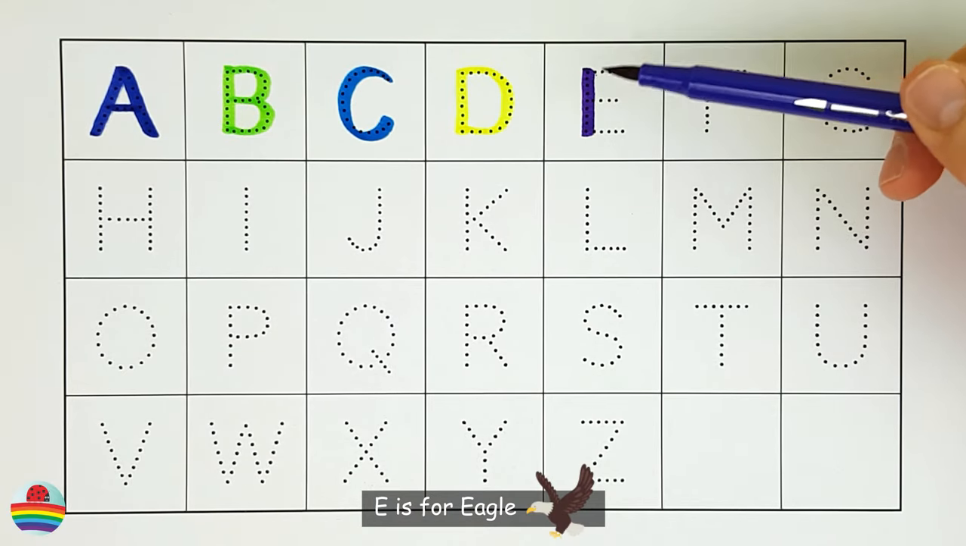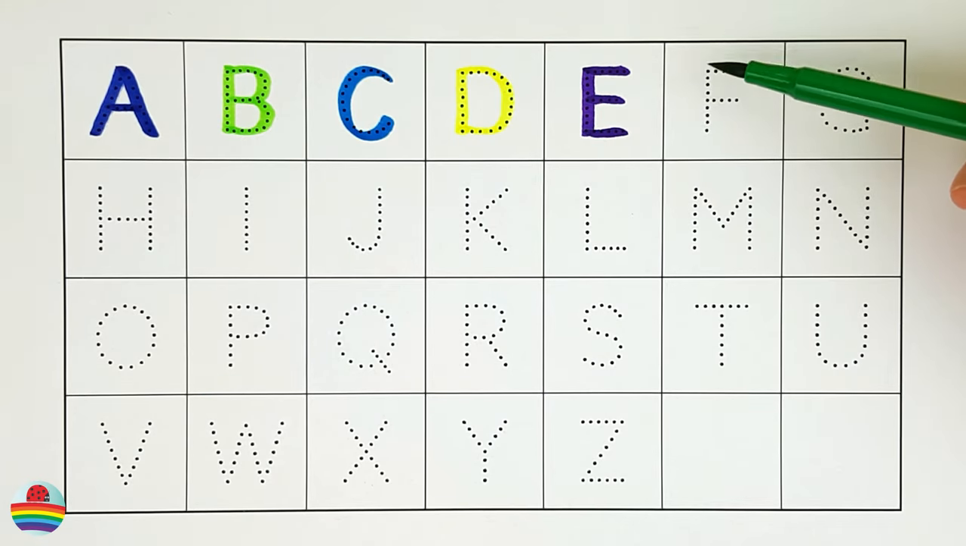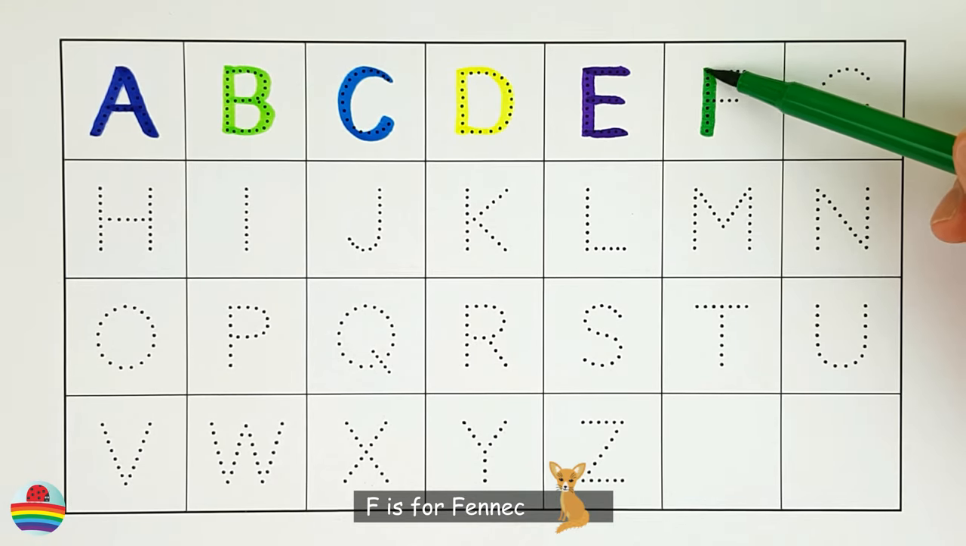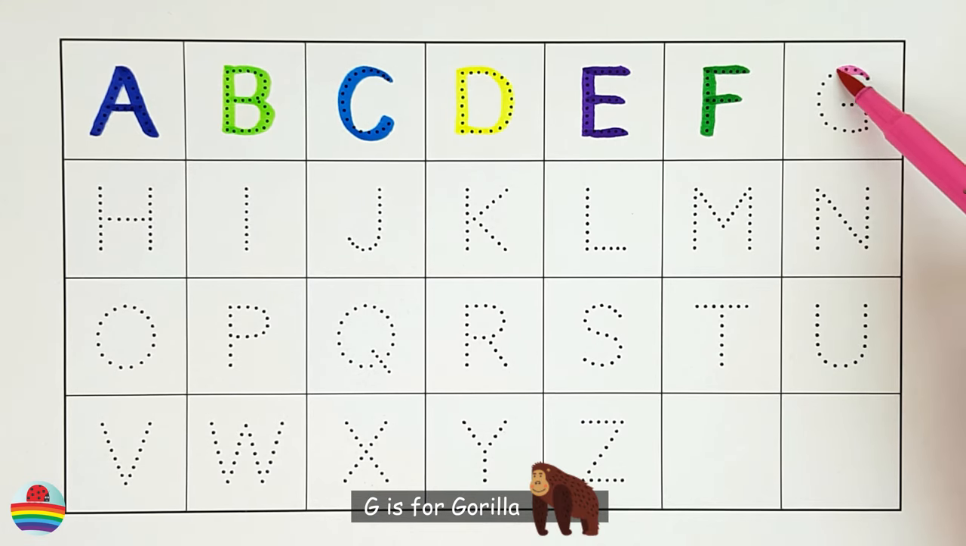E is for eagle. F is for fennec. G is for gorilla.